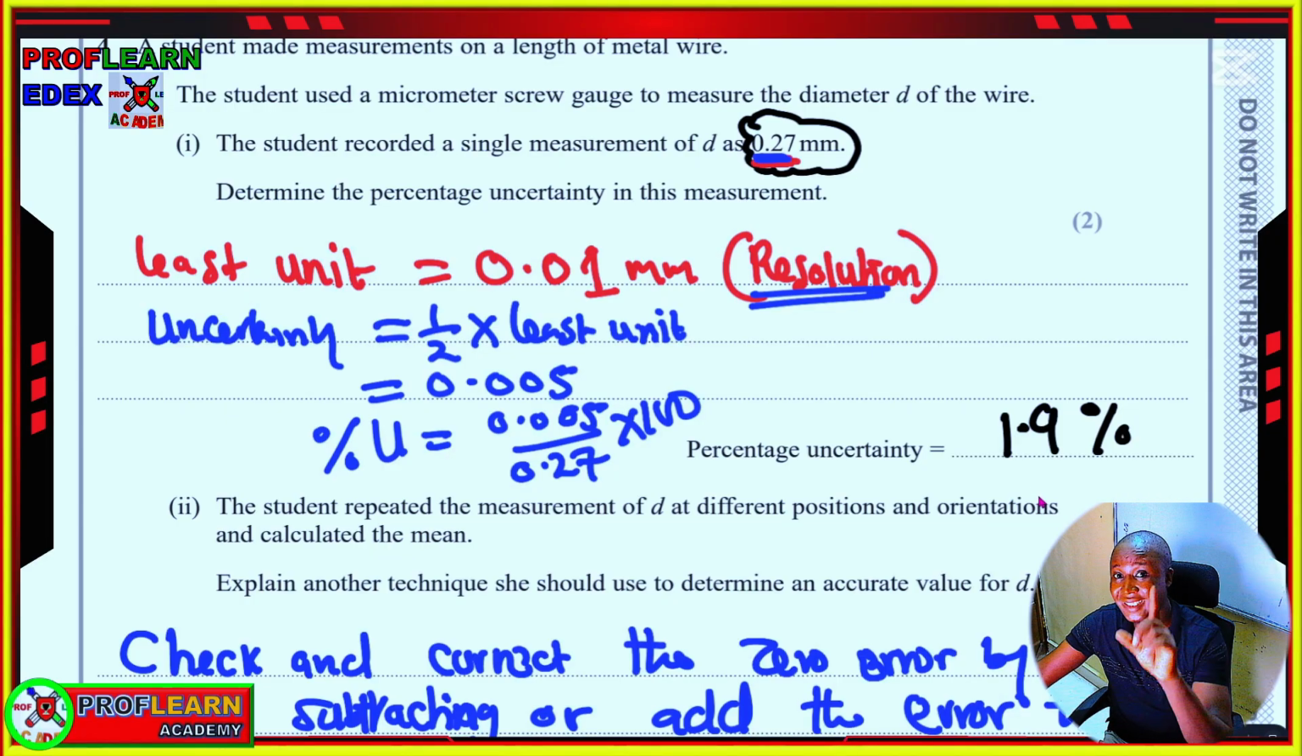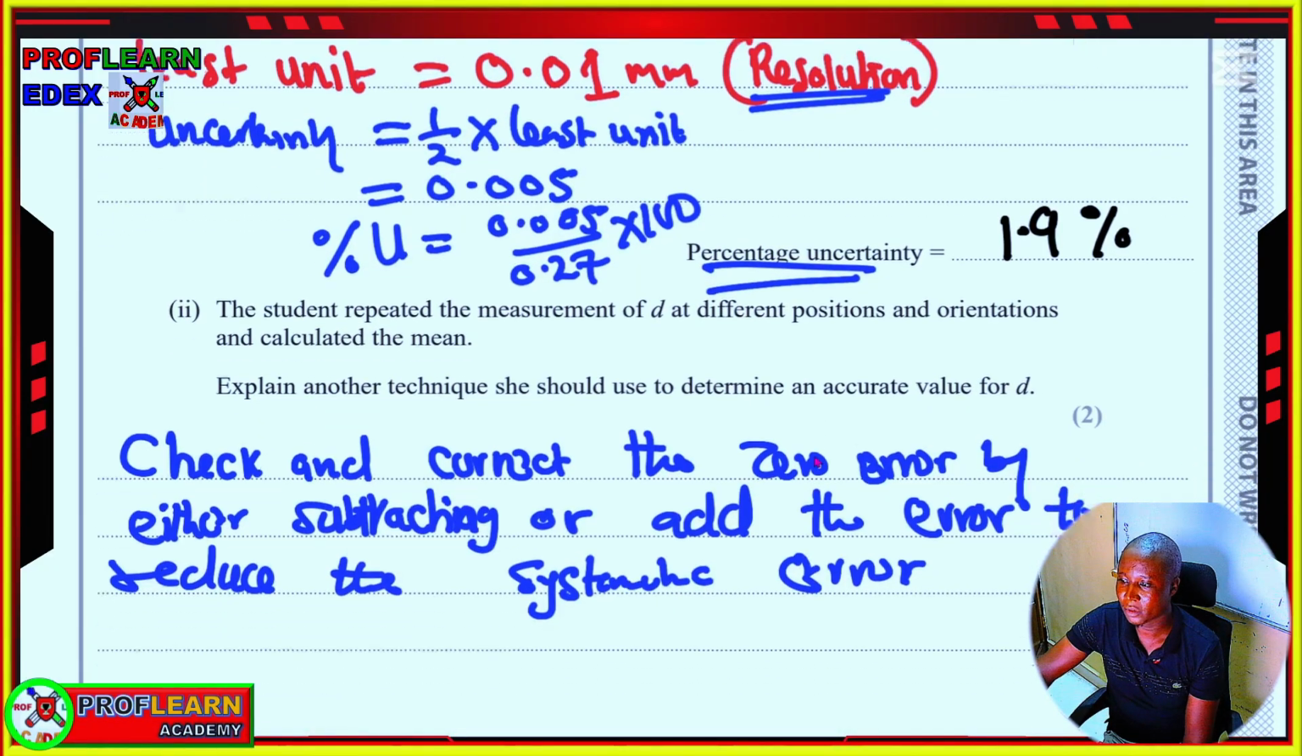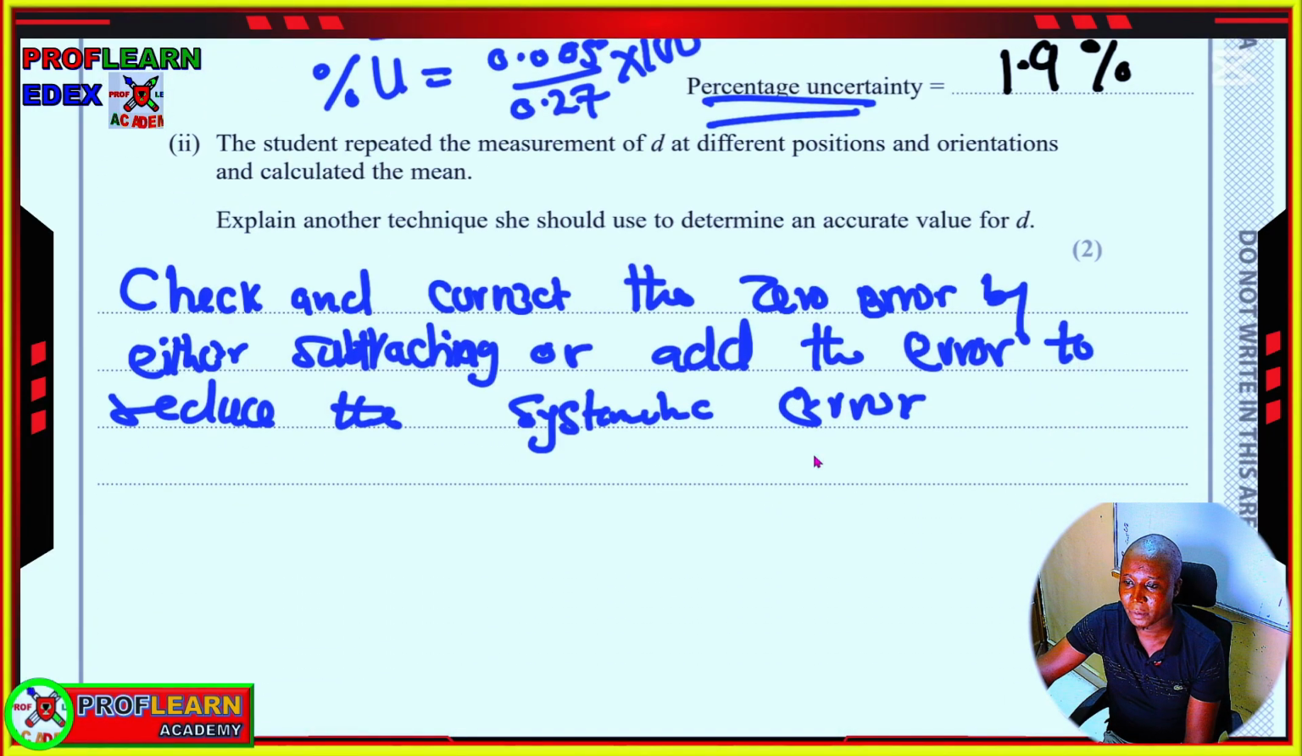Remember, I told you that anytime you are working out percentage uncertainty, give your answer to one or 2 significant figures, nothing more than that. The student repeated the measurement of D at a different position and orientation. Explain another technique she could use to determine the accurate value of D.